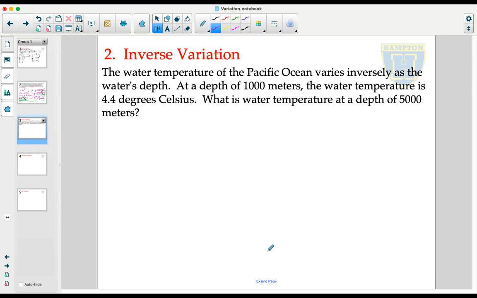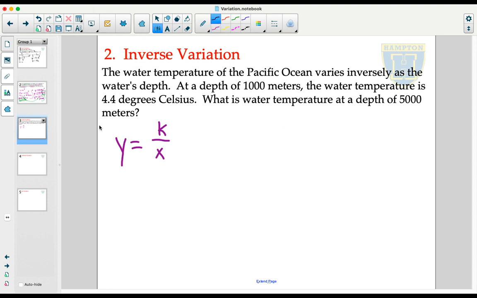In this example, we have an inverse relationship between the water temperature of the Pacific Ocean and the depth of the water. We would anticipate that as the depth of the water increases, the temperature would decrease, and vice versa. We know that as an inverse relationship, we're going to follow our inverse variation equation, y equals k over x. At a depth of 1,000 meters, we have a temperature of 4.4 degrees.